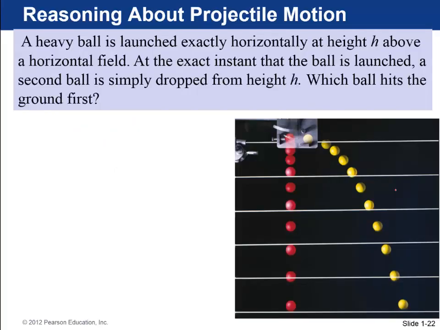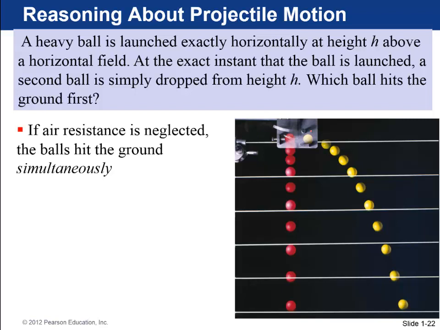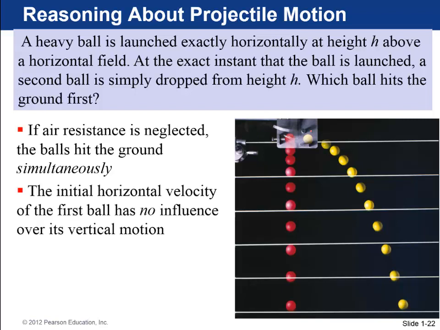So let's do an example of a heavy ball which is launched exactly horizontally, this yellow one, at a height h above a horizontal field. And at the exact instant that that ball is launched, a second ball, which is red, is simply dropped from height h. Which ball hits the ground first? Well, if air resistance is neglected, both balls will hit the ground simultaneously.